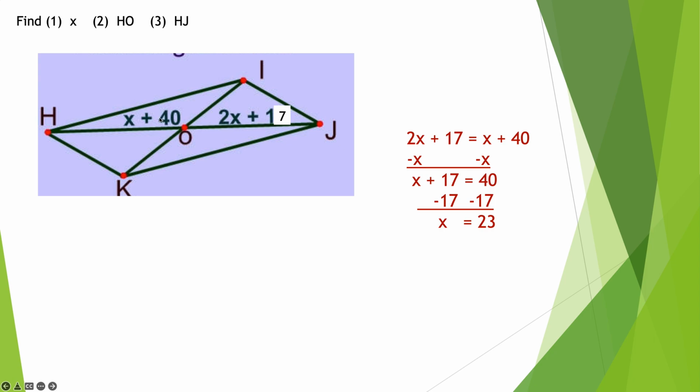Part 2 says HO. HO is x plus 40, so that would be 23 plus 40. Gives you a whopping total of 63. And then it wants HJ, which is the whole piece. And we can do that 2 ways. I can also plug in the 23 for x here and do 2 times 23 is 46 plus 17 is 63. Or I could have just doubled the 63 and come up with 126. Either way, the length of HJ is 126. And we've already talked about how much I appreciate whichever direction you come at this from, you arrive at the same solution. Okay, next up.